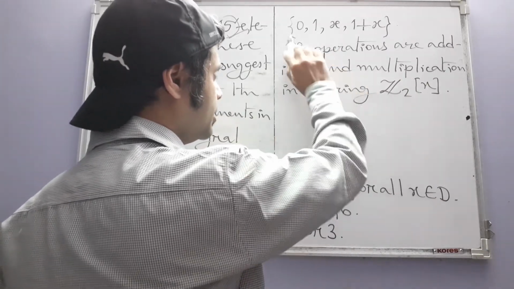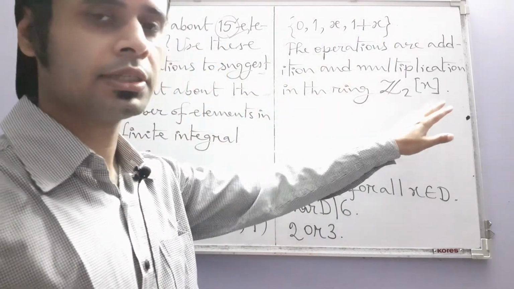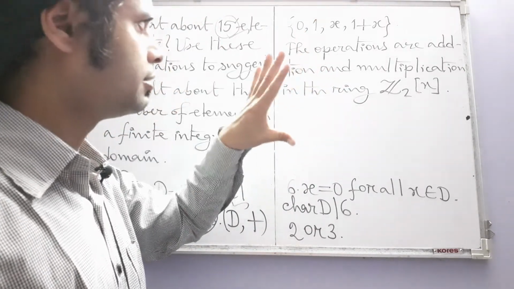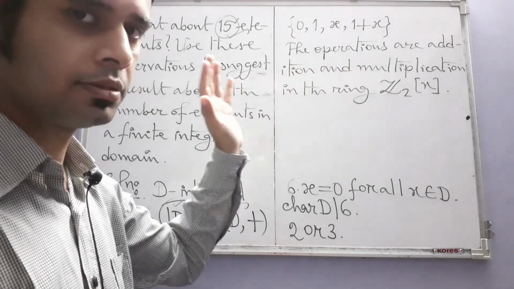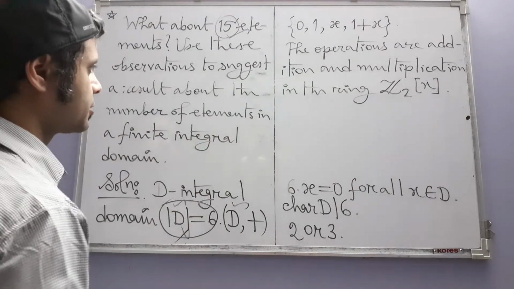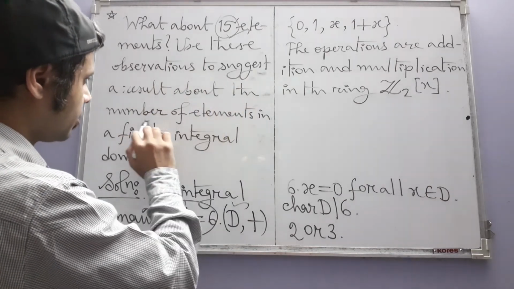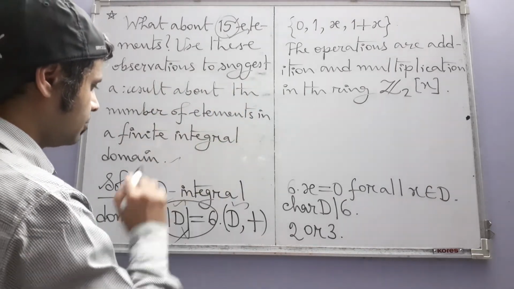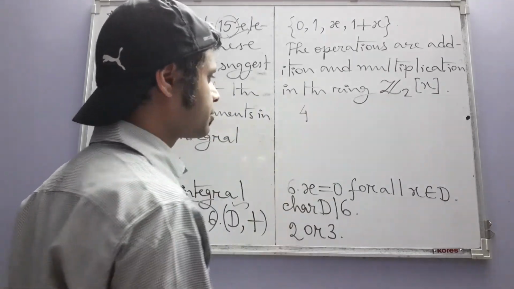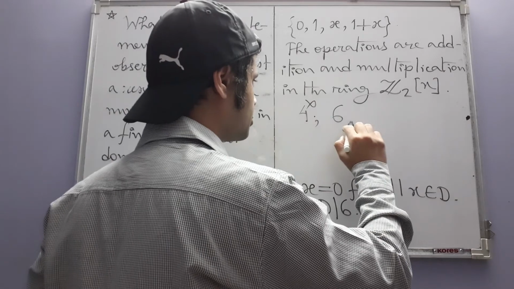What else? This does not have any zero divisor because the original ring itself is an integral domain. So that's why it is an integral domain, and you can see it has precisely 4 elements. So that settles the 4 elements part. And finally, use these observations to suggest a result about the number of elements in a finite integral domain. Do you see that the result fails for 4, but it holds for 6 and 15?